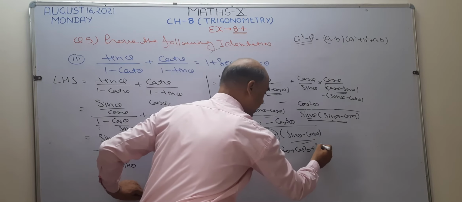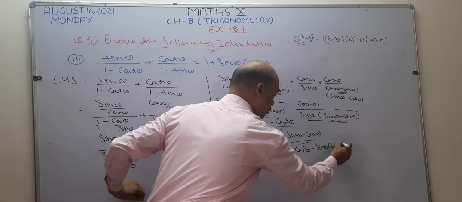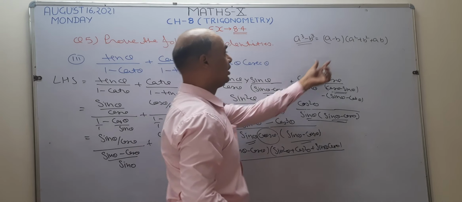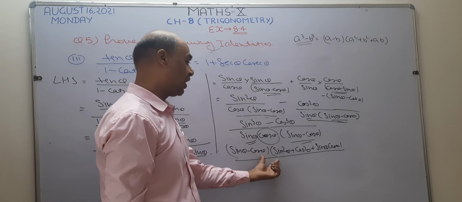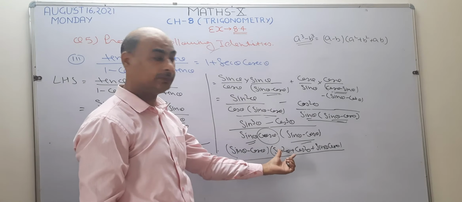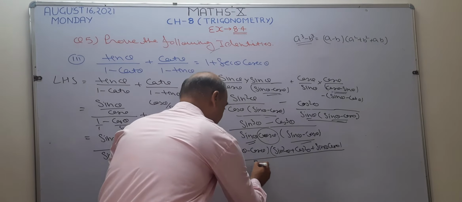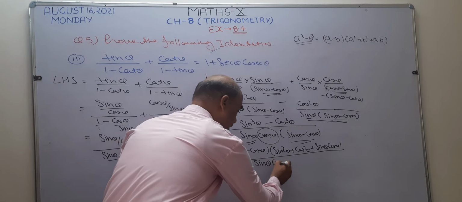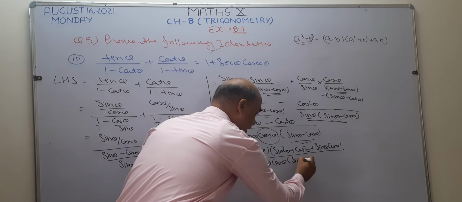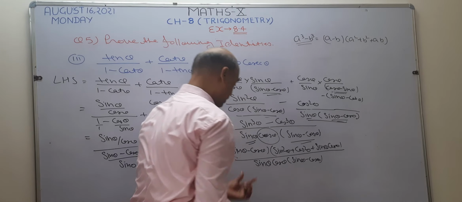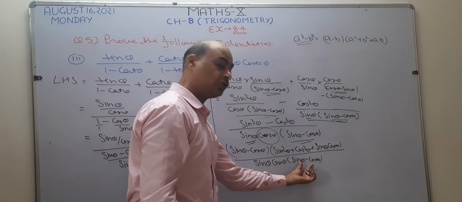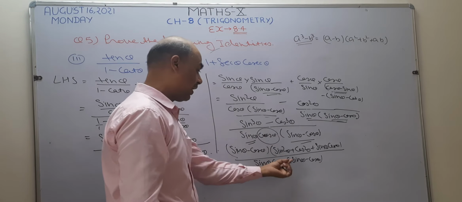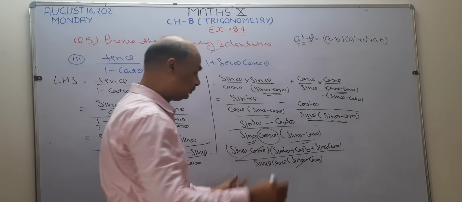So write here sine theta into cos theta. By using this identity, I solve this numerator part. I hope this one is clear to everyone. Now its denominator part is going to remain the same, sine theta cos theta into sine theta minus cos theta. Now see, sine theta minus cos theta, sine theta minus cos theta, and both are going to multiply. So this one is going to cancel.